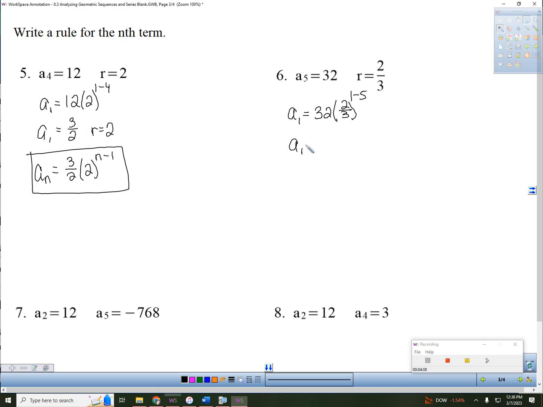Therefore my first term is 162, and then I have my ratio of 2/3. So a sub n is equal to 162 times 2/3 to the n minus 1.